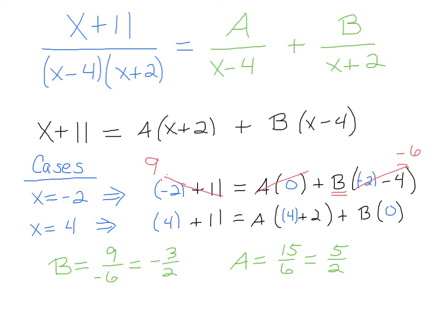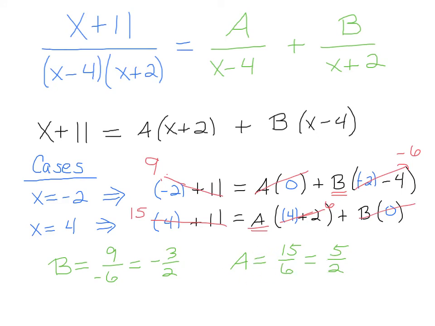Similarly, if we let x equal 4, then we plug in a 4 on the left hand side, and we get a 15. Here 4 plus 2 is in fact 6, and then this term vanishes, and here we'll solve for a. So a will be 15 over 6, and that simplifies to 5 over 2.